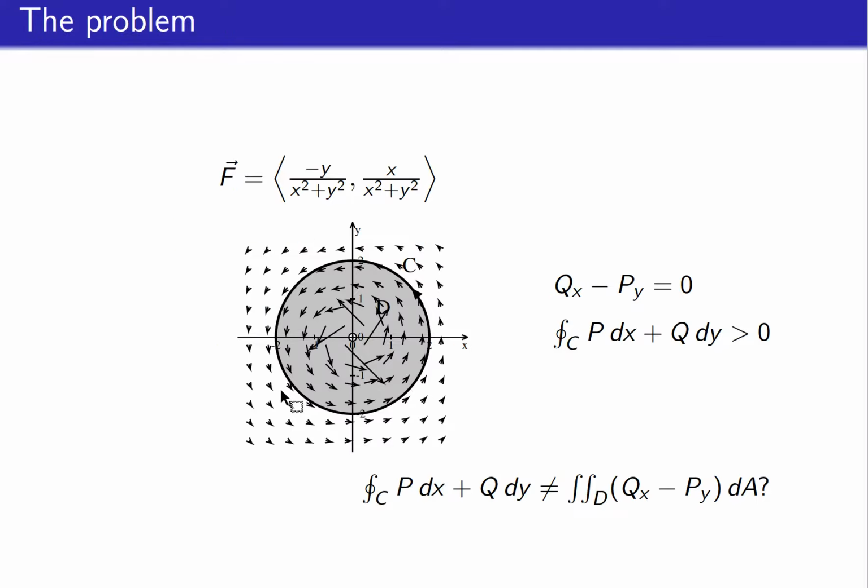Okay. And so what do we have here? We have this region here, except that we can't apply Green's theorem because it's not continuous. These Q sub x and P sub y are not continuous at the origin. And in particular, it's not continuous everywhere in the region D. So Green's theorem does not work.